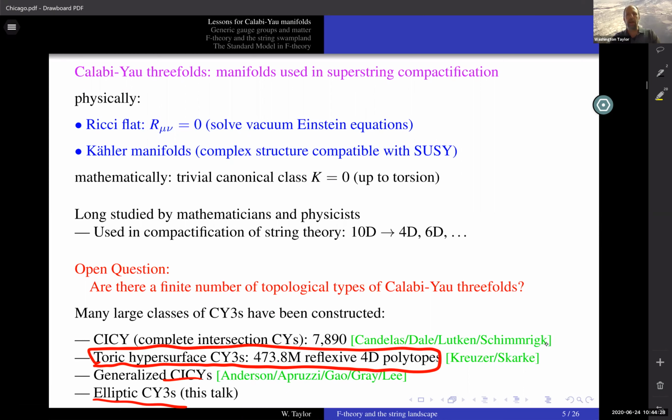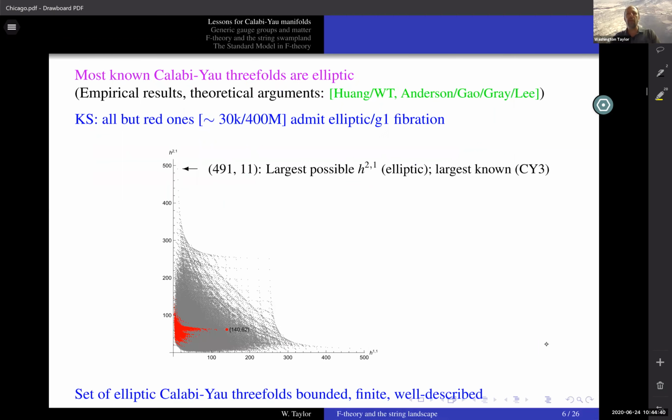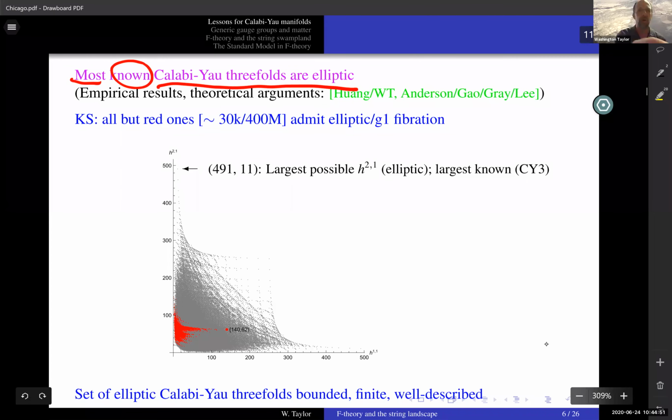Okay, so the first statement I want to make is that it turns out that almost all known Calabi-Yau threefolds are actually elliptic. Now, as I say, we don't know that there are a finite number of topological types of Calabi-Yau threefolds, but we do know that there are a finite number of topological types of elliptic Calabi-Yau threefolds. So if it's true that most Calabi-Yau threefolds are elliptic, then in fact we would have a proof that there's a finite number of Calabi-Yaus, because we know there are a finite number of elliptic ones.